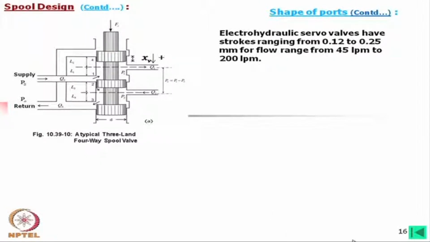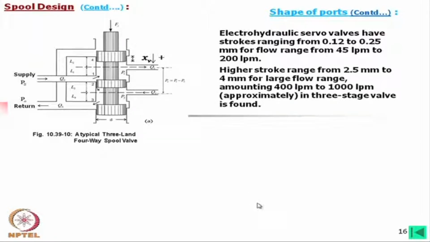Electrohydraulic servo valves have stroke ranging from 0.12 to 0.25 millimeter. Just imagine how small it is, 0.25 millimeter, one quarter of a millimeter. It may be a very large stroke to have 45 liter per minute to 200 liter per minute. You just imagine the orifice size. Even if it is a rectangular port, say length 10 to 25 millimeter and width 0.25, such a small hole, but flow is 45 to 200 liter per minute.